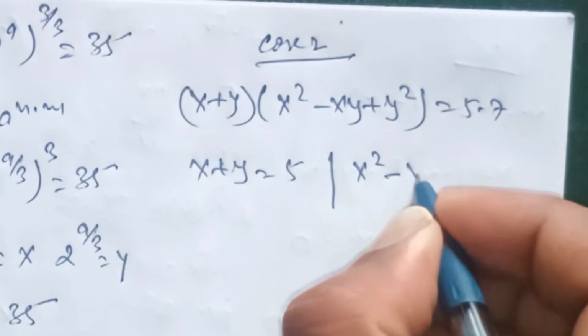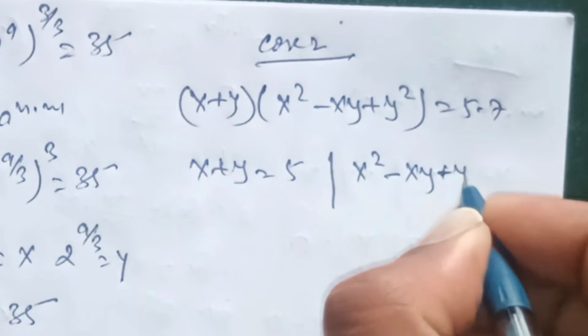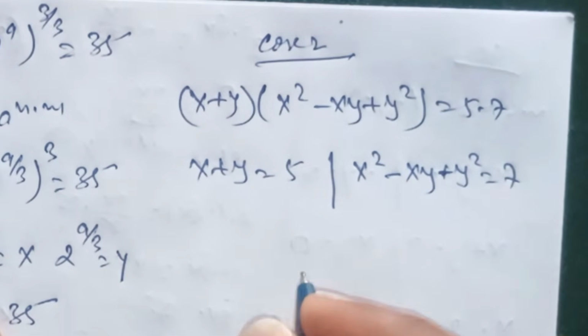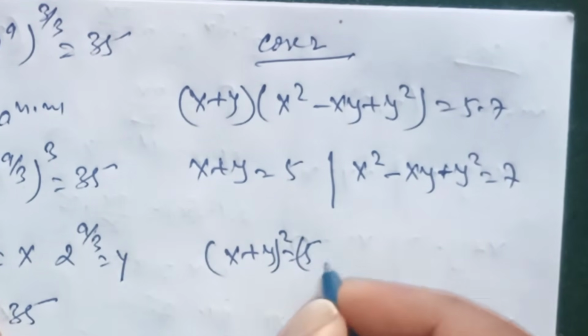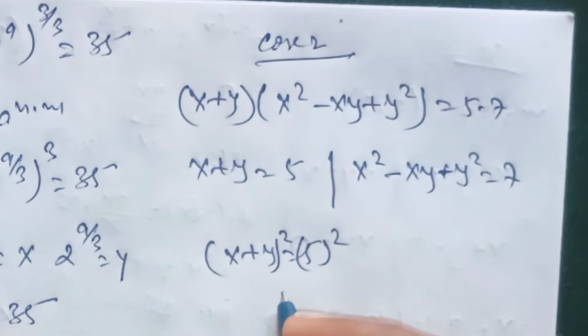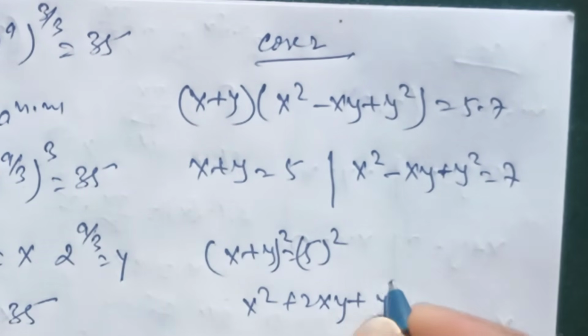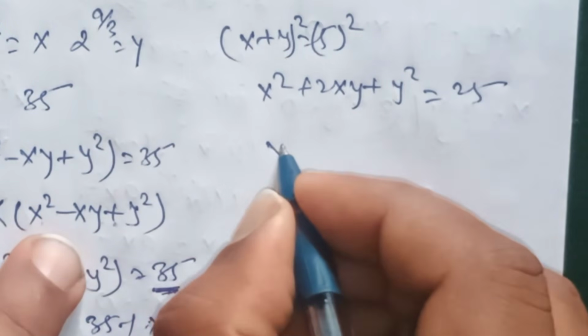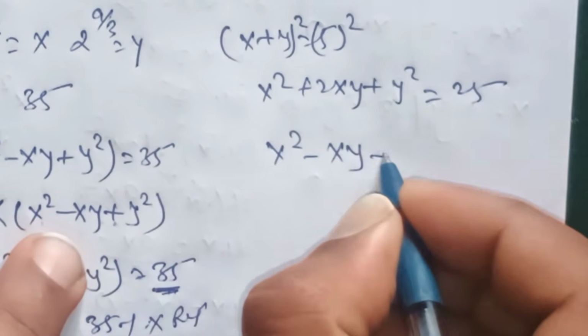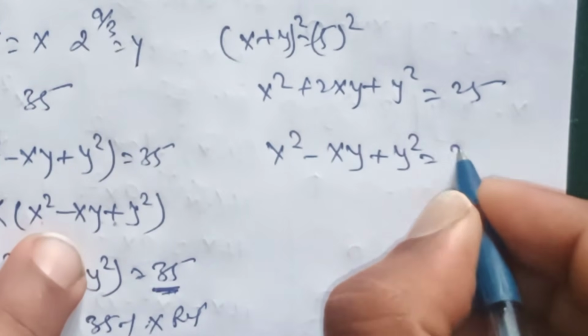x² − xy + y² = 7. Here x + y = 5. Squaring both sides, therefore x² + 2xy + y² = 25. Therefore, x² − xy + y² = 7.